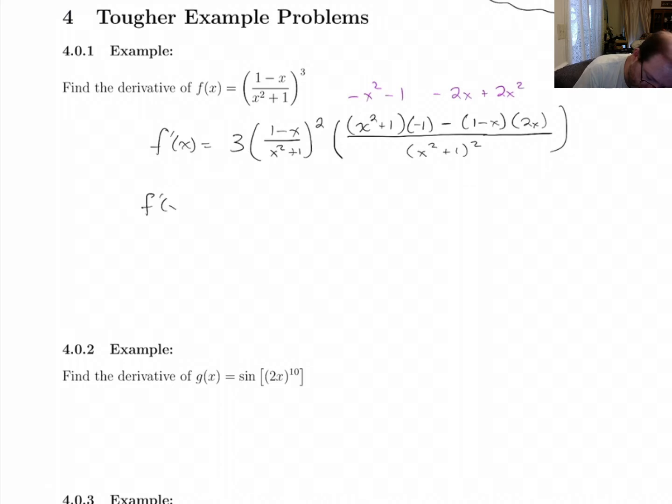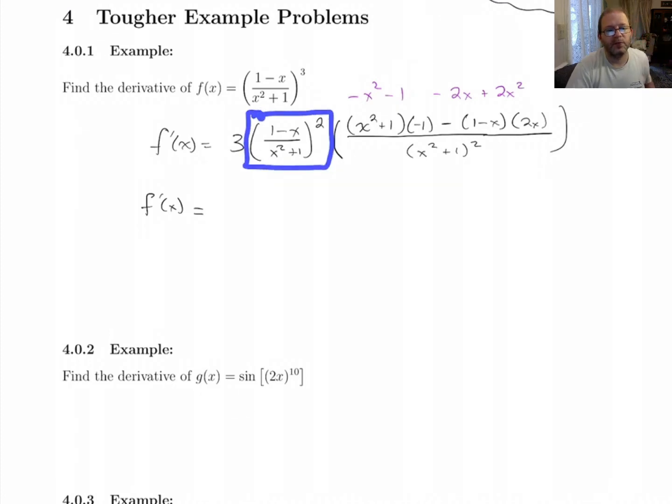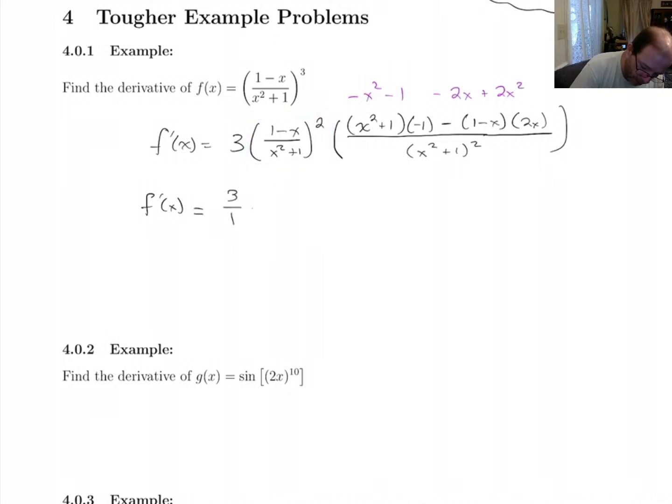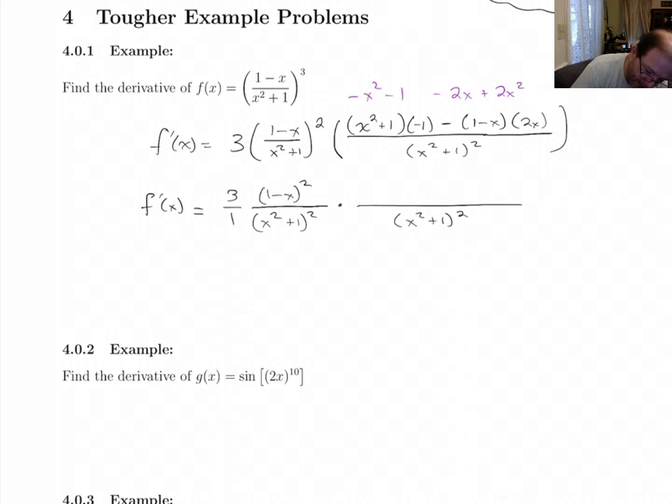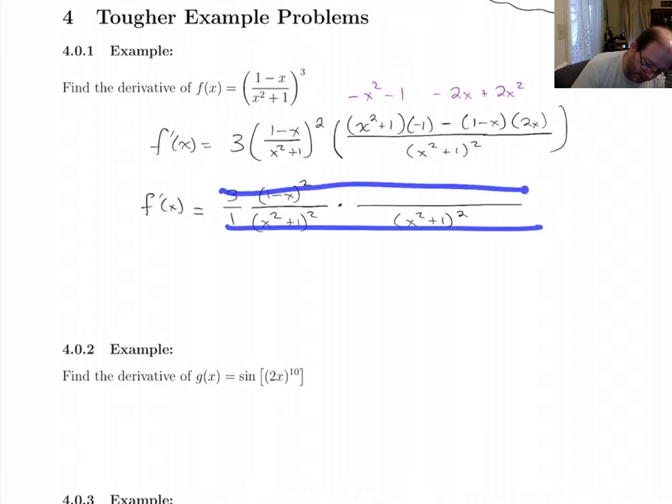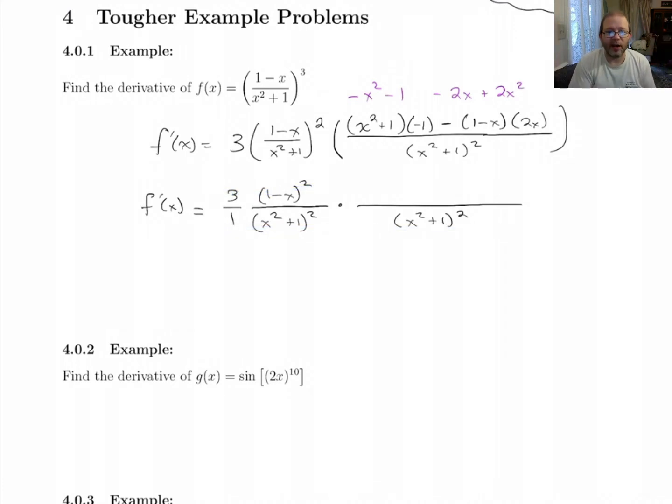f prime of x equals, I'm going to do two things here. I'm going to write my 3 as 3 over 1, and I'm going to take this and split it, since we've got a fraction and the whole fraction is squared, we can break it into (1 minus x) squared over (x squared plus 1) squared. Then on the bottom, we've got x squared plus 1 squared. The reason I break this up is now we can multiply across here and we can multiply across here once we've worked out what this last numerator is.